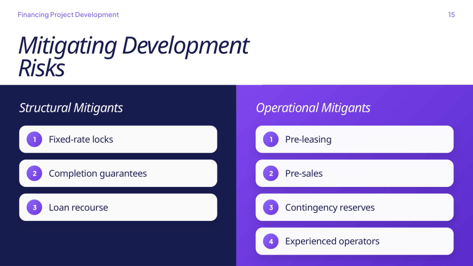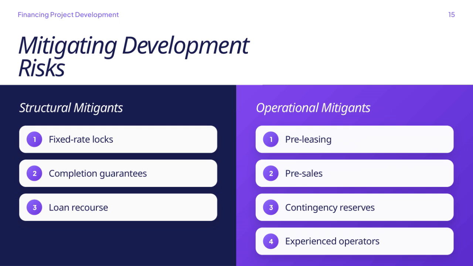Pre-leasing helps secure tenants before the project is completed, which can reduce income risk and improve cash flow predictability. Similarly, pre-sales involve selling units ahead of completion, which provides upfront capital and reduces market risk. Contingency reserves act as a financial buffer, setting aside funds to cover unforeseen expenses during development. And finally, having experienced operators involved ensures the project is managed effectively, leveraging their knowledge to avoid common pitfalls.